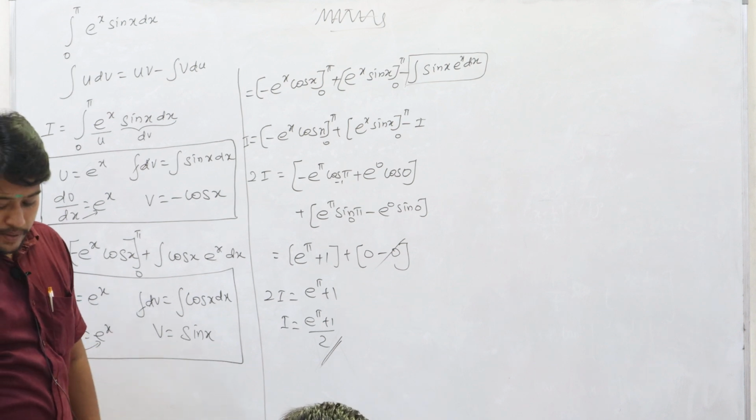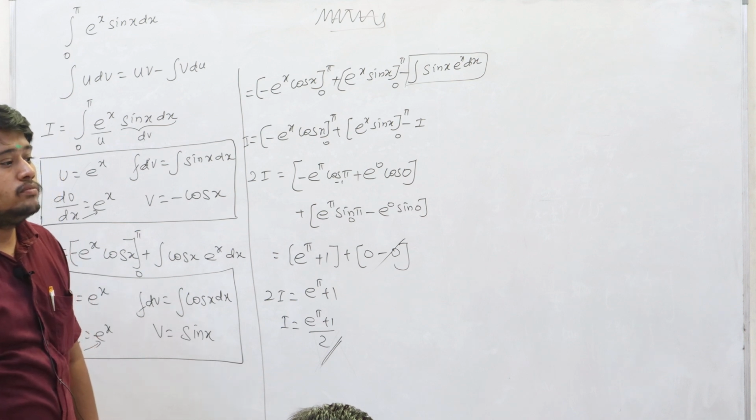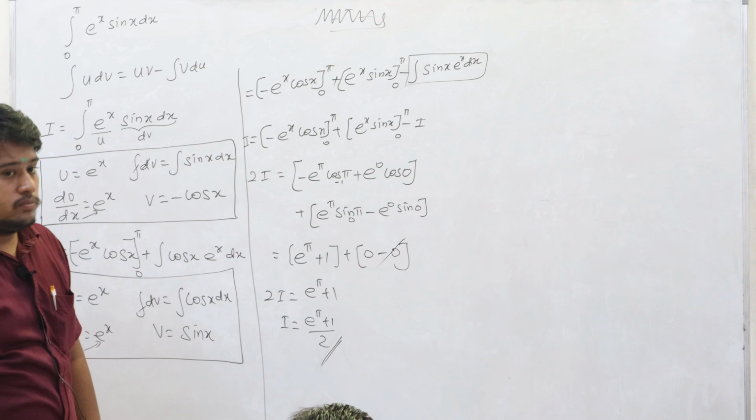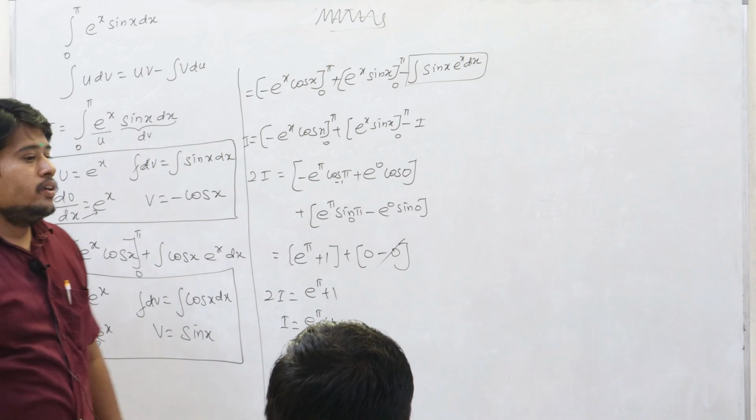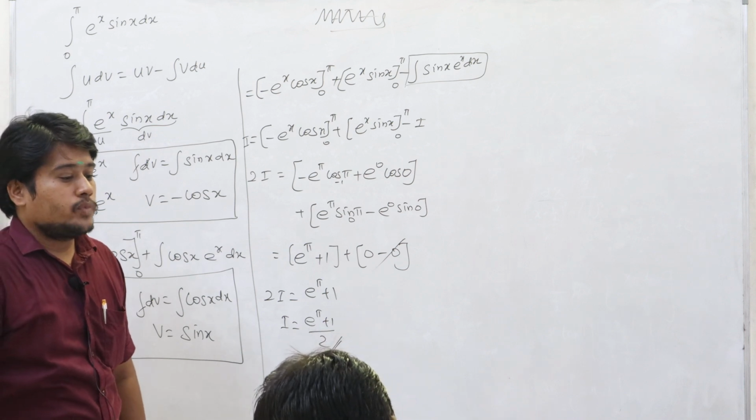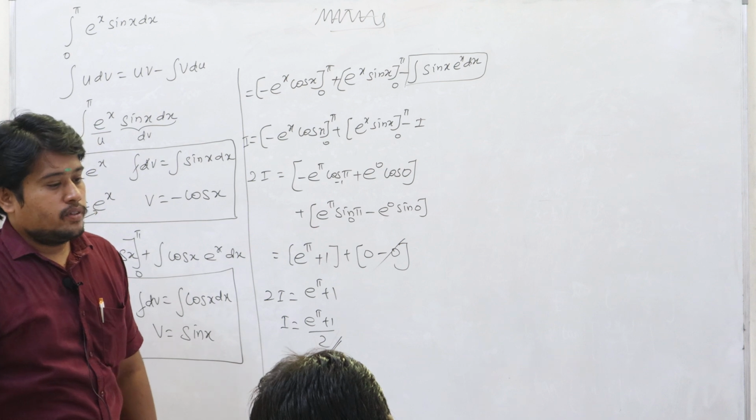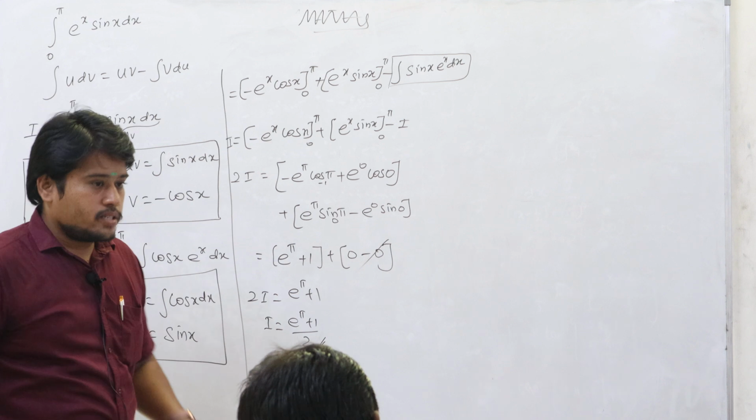Integral of 0 to pi by 4, tan cube x plus tan x into dx.